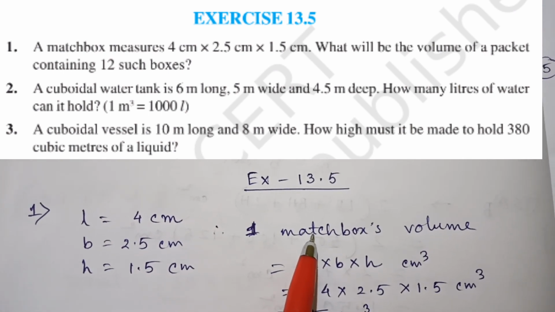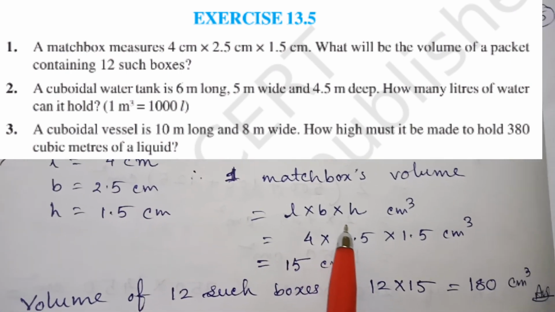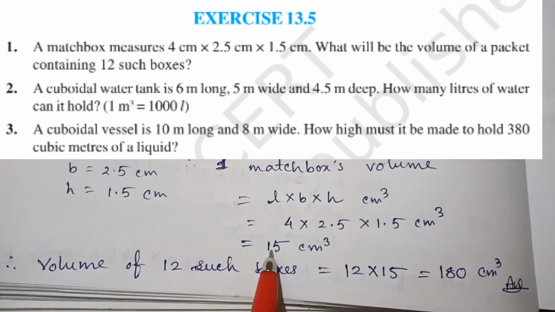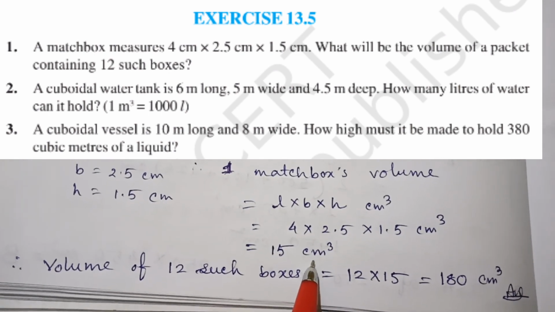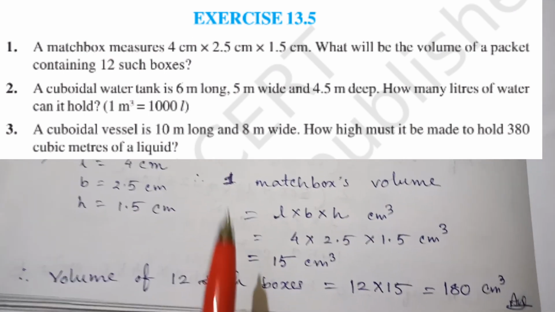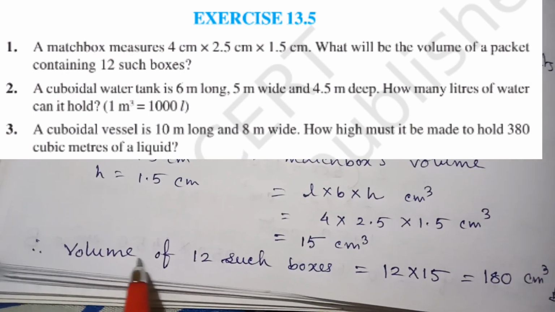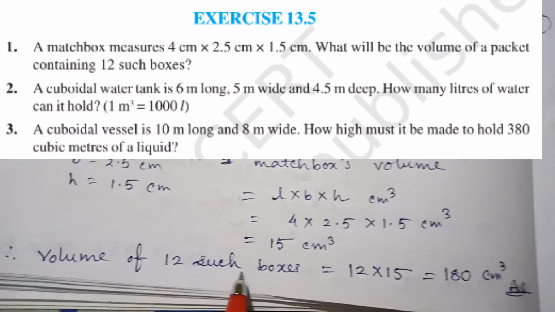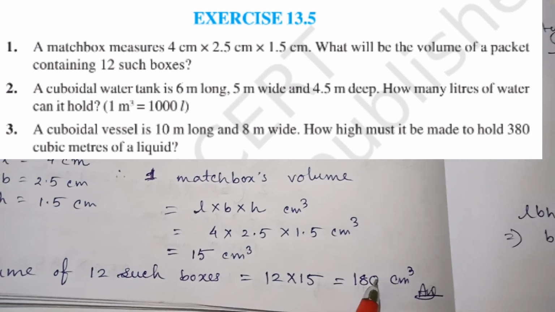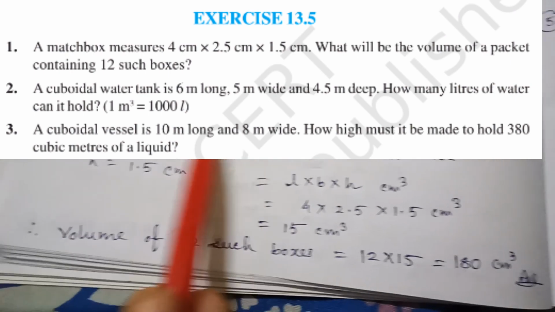So by the formula of volume of a cuboid, LBH, what do we apply here? We get 4 into 2.5 into 1.5, ultimately 15 centimeter cube. We have to find out the volume of a packet which can contain 12 such boxes. That means the volume of that packet, or volume of 12 such boxes, is equal to 12 into 15, which is equal to 180 centimeter cube. Did you get this point?